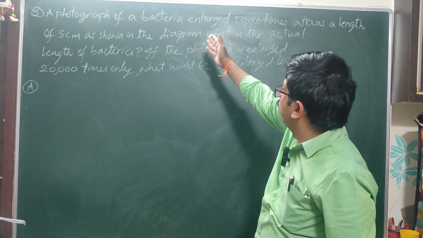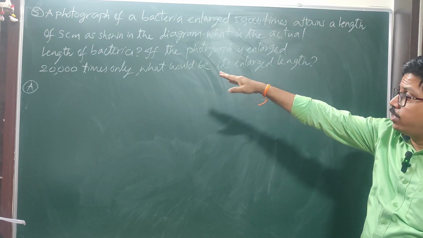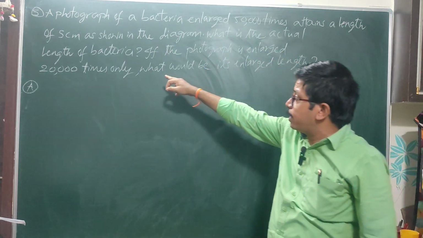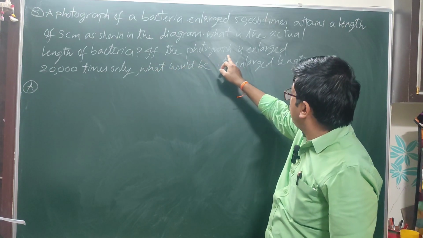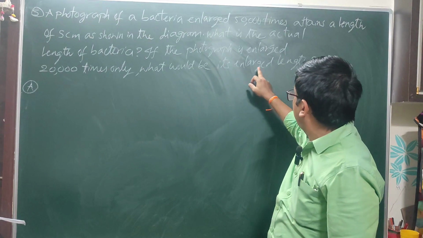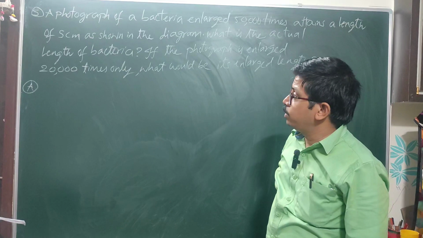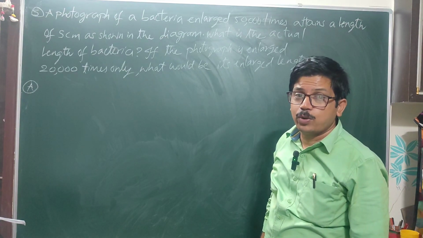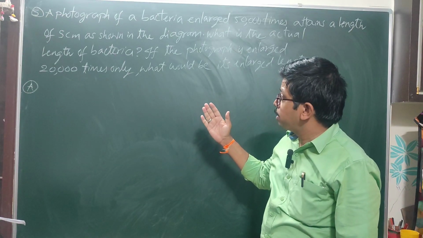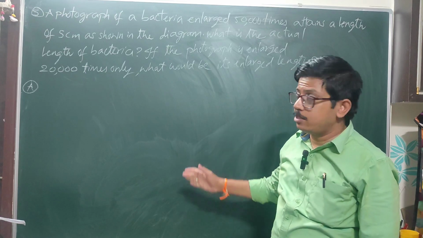Fifth question. A photograph of a bacteria enlarged 50,000 times attains a length of 5 centimeters as shown in the diagram. What is the actual length of bacteria? If the photograph is enlarged 20,000 times only, what would be its enlarged length? So we can clearly observe enlargement, that is a number of times, is in direct proportion to the enlarged length.